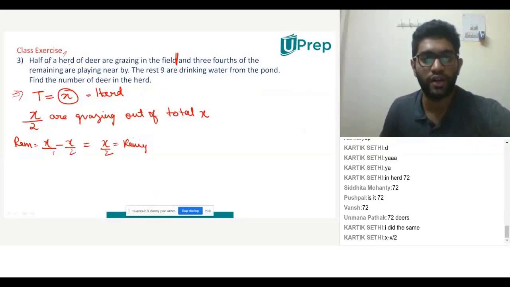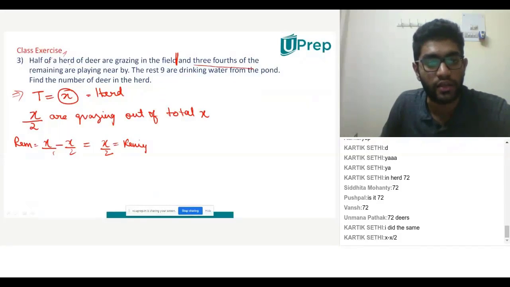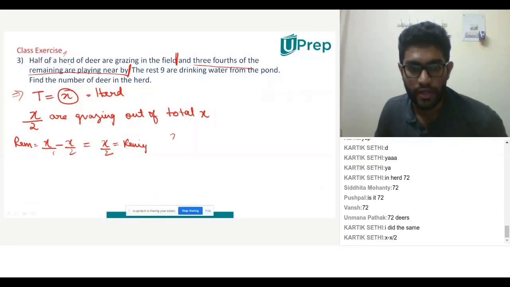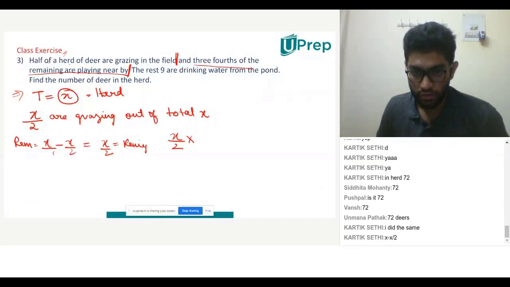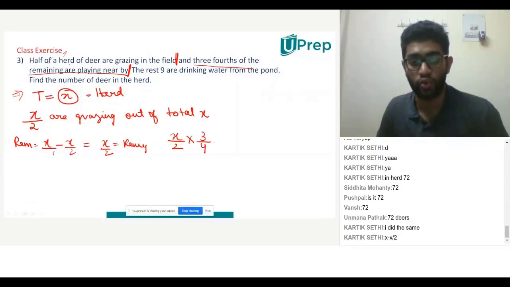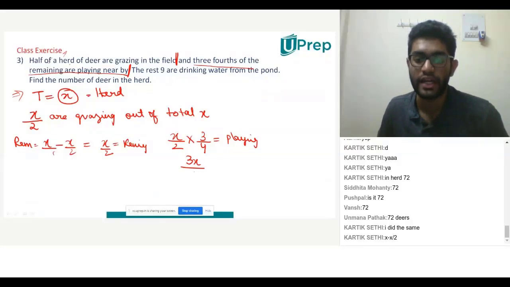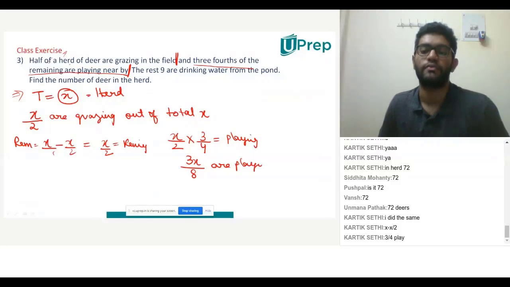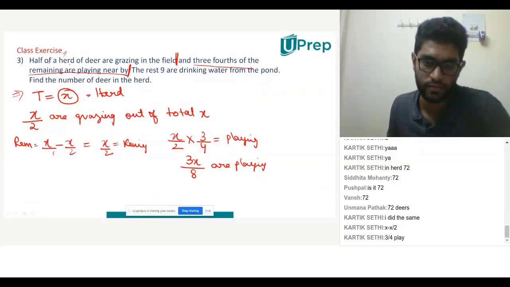Right? Now what does he say? 3/4 of the remaining are playing nearby. Let's stop here. That means the remaining are X by 2, and 3/4 of X by 2 are playing. That is what he says. That means 3x by 8 are playing. Is this right? Is it very clear, guys?